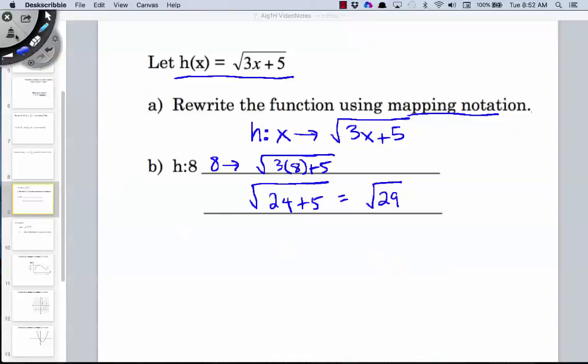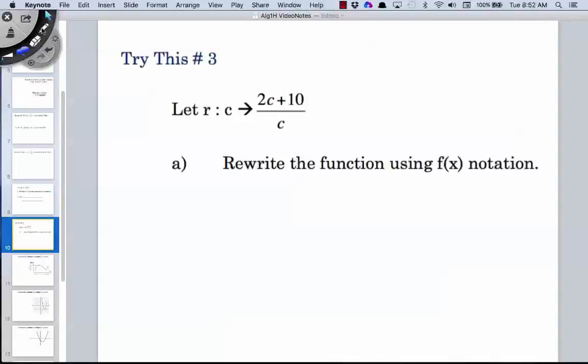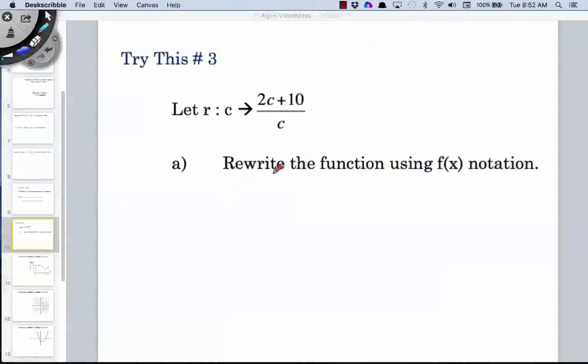All right, and our final example now, we're going to take a look at mapping notation and be asked to write this in function notation. So function notation, in our mind, always starts off with f of x. However, if we look at our mapping notation, we don't have an f or an x. We actually have an r and a c. So we'll write this as r of c. c is our argument or our independent variable, and r is our dependent variable. And we'll get r of c equals 2 times c plus 10 divided by c.